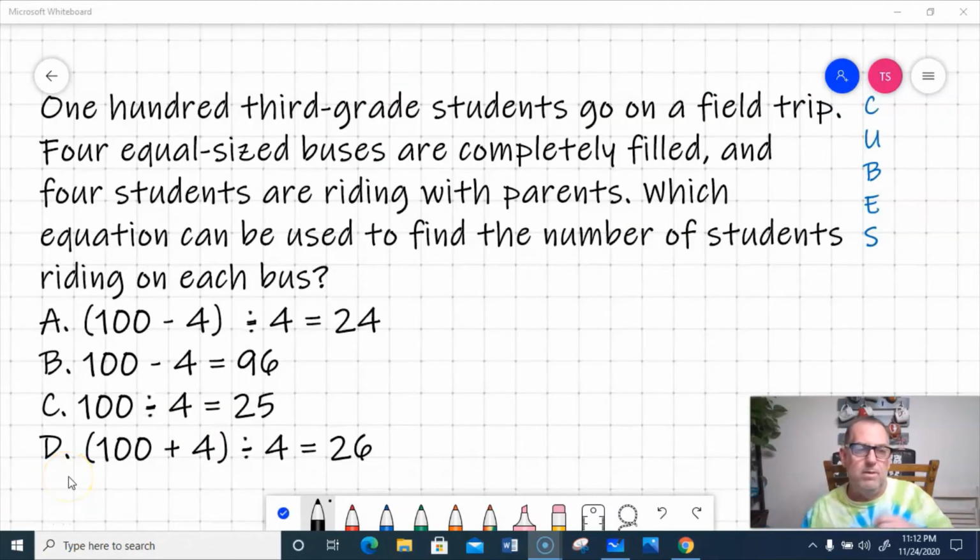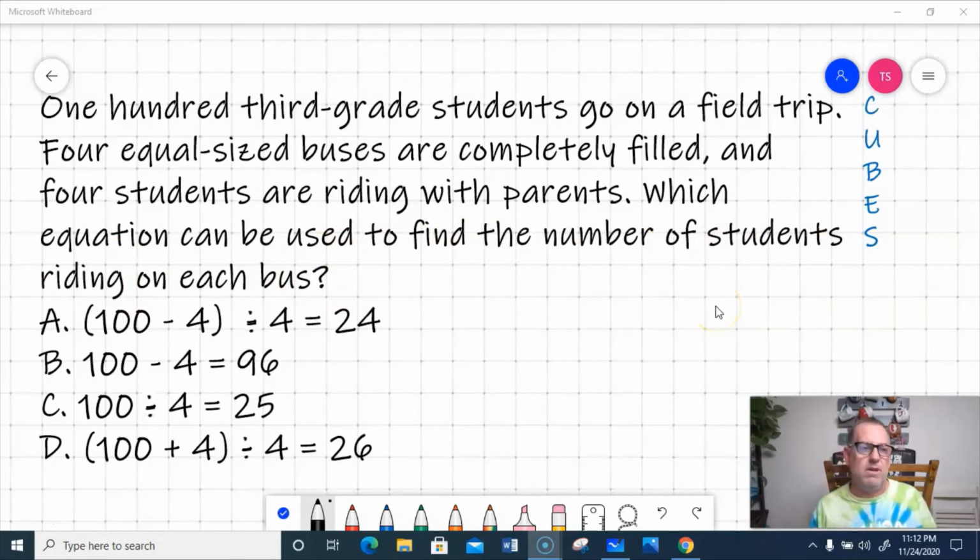Okay, we're going to work on this guided practice problem here, and you can follow along as I read. It says 100 third grade students will go on a field trip. 4 equal-sized buses are completely filled. And 4 students are riding with parents. Which equation can be used to find the number of students riding on each bus?